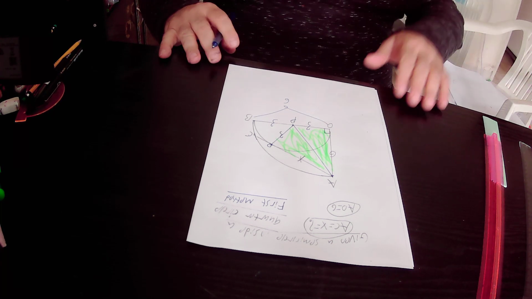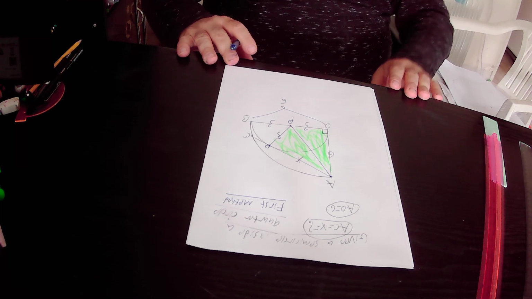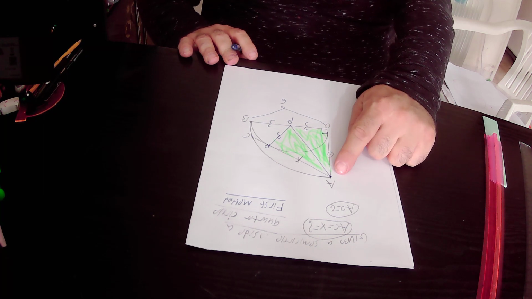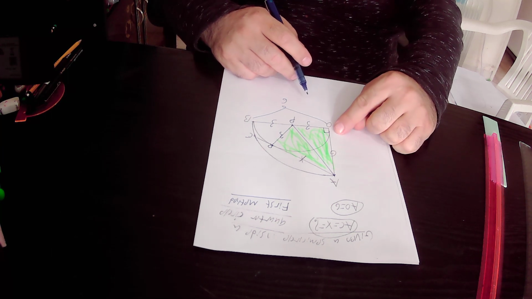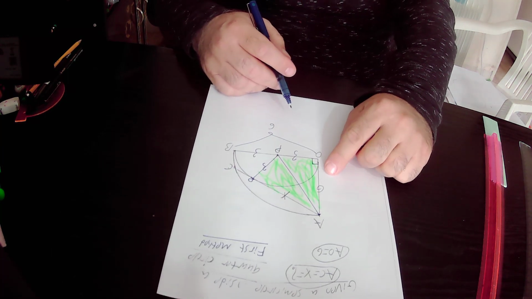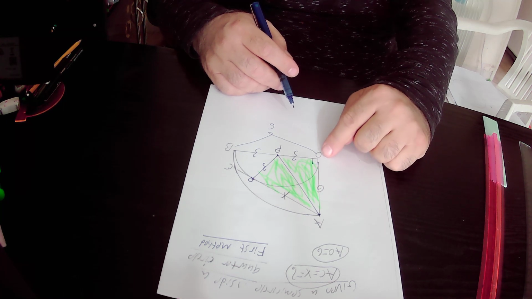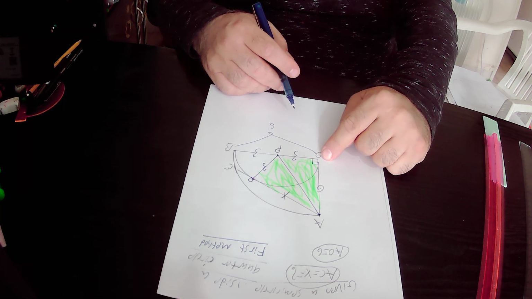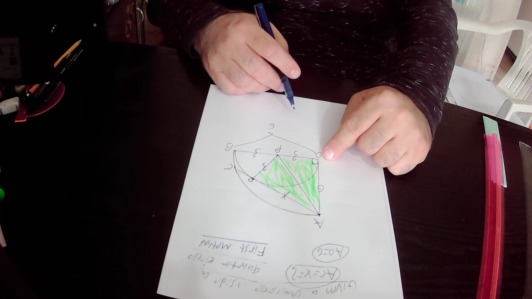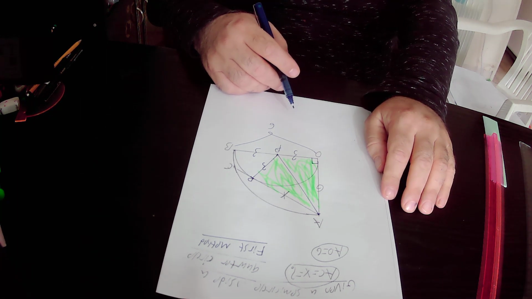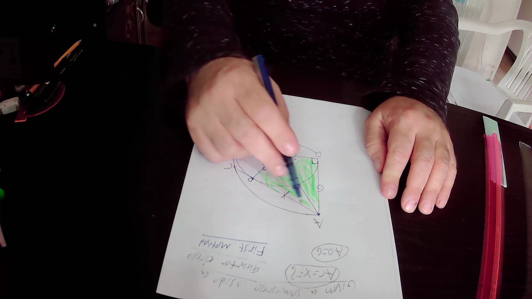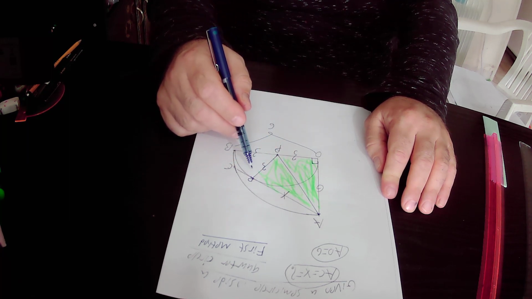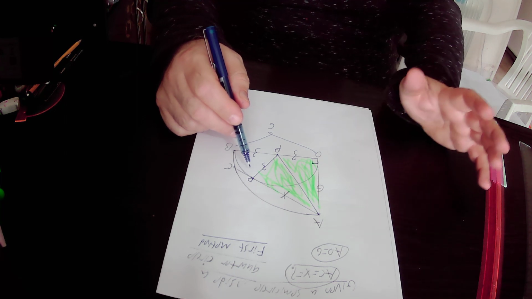Here we have the common external point, point A. From the common external point, point A, we have two tangents to the semicircle. The first tangent is tangent AO. Tangent AO is tangent to this semicircle at point O. Point O is the point of tangency. And the second tangent is tangent AD. Tangent AD is tangent to this semicircle at point D. Point D is the point of tangency.